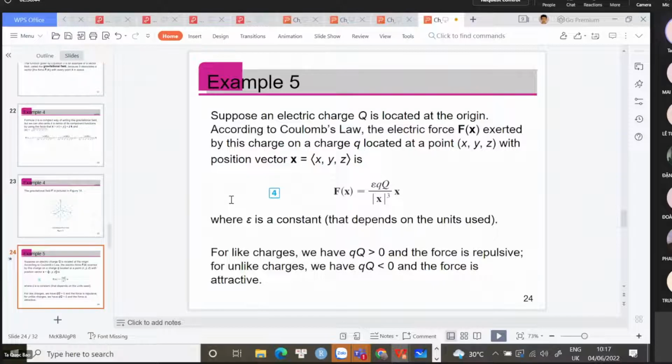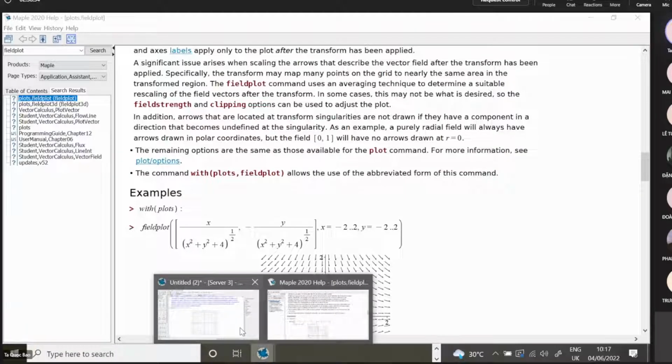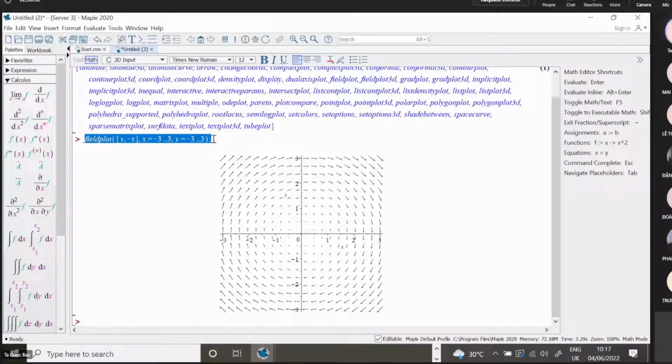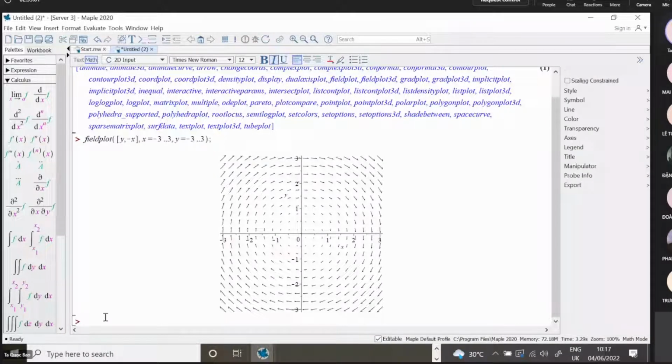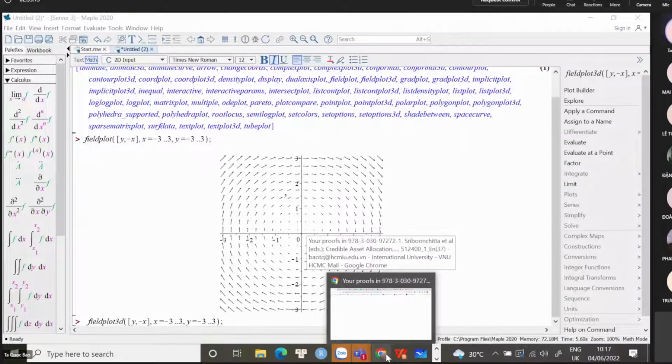So this is for three dimensional, you can use your plus. So you just put the 3D here, and then you get this, the graphs of vector fields in 3 dimensions.